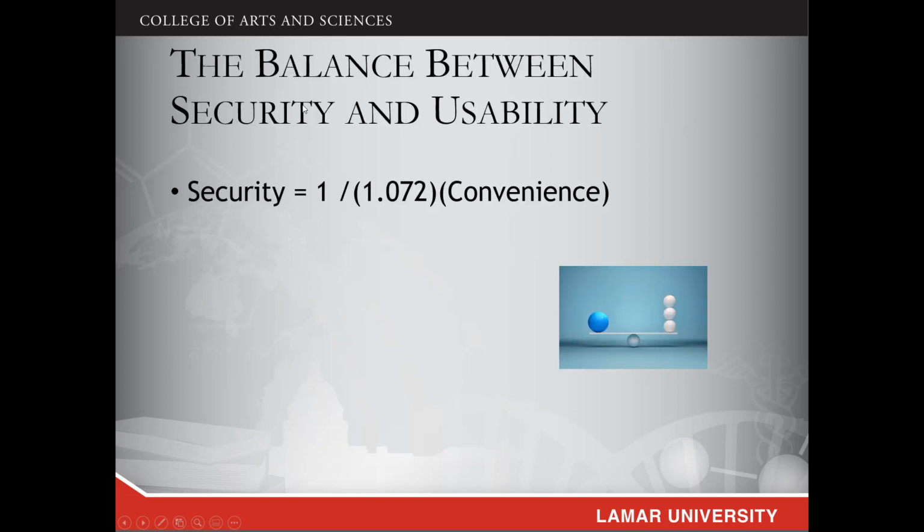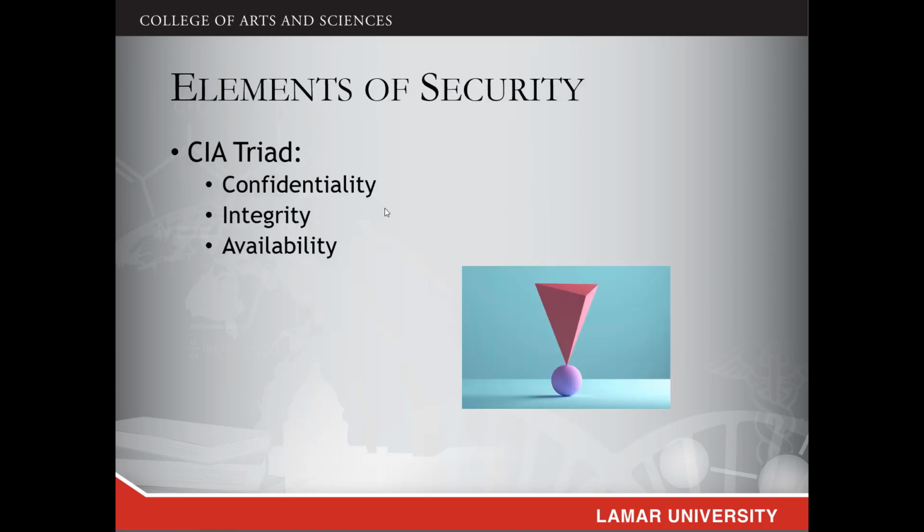The first concept is the balance between security and usability. This is the formula: security is inversely related to convenience. If you want to increase usability, then your security is going to be low. So this is a constant. The most important element of security is the CIA triad.